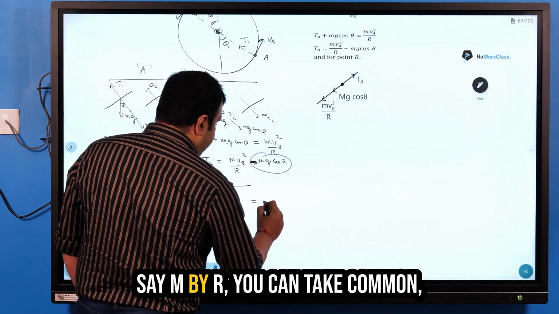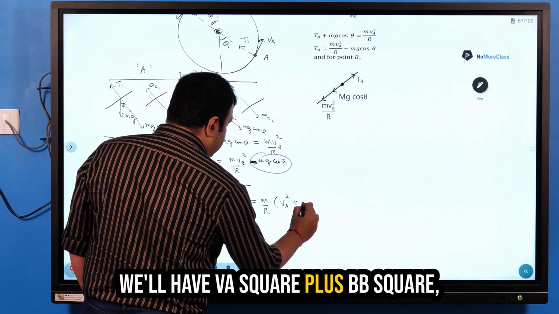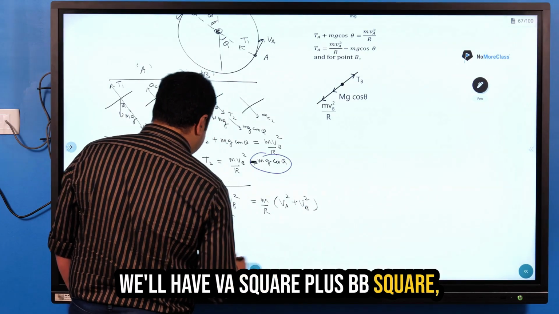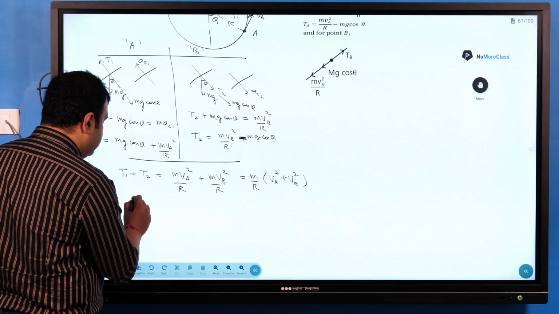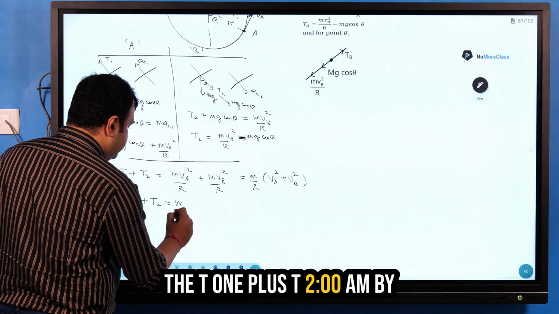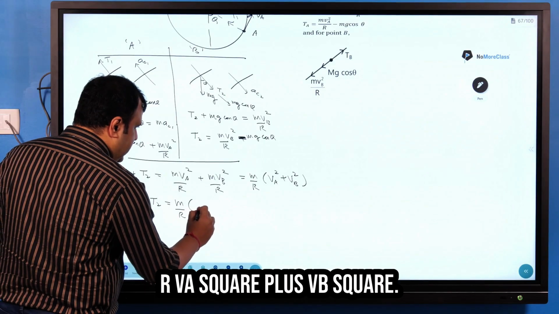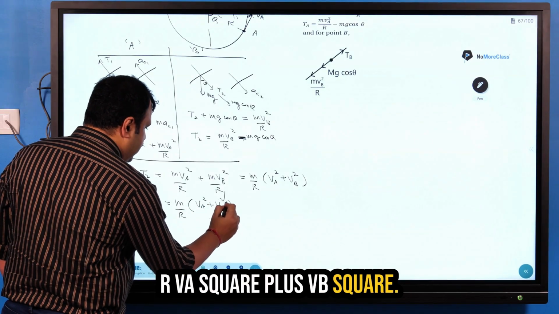Or you can take m by R common, and we have VA square plus VB square. So T1 plus T2 is m by R times VA square plus VB square.